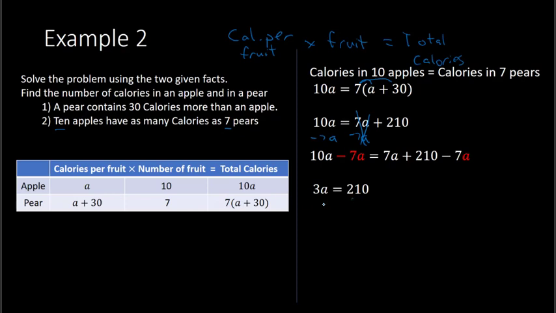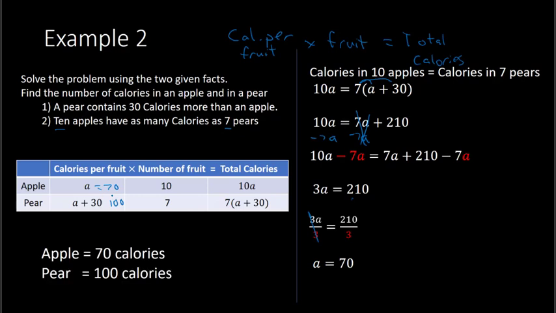And then to get A by itself, I need to divide both sides by 3. When I do that, on the left, the 3's will cancel. On the right, 210 divided by 3 gives me 70. So what I have found is that A equals 70, meaning the calories in apples. That's what A was. A was the calories in the apples. That is 70. And the pear, the number of calories is 70 plus 30, which is 100. So we have 70 calories for apples and 100 calories for pears.